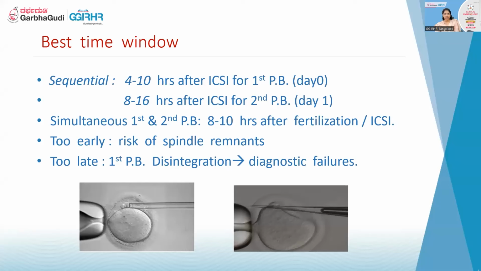Or if you want to take both the polar bodies simultaneously, we have to wait 8 to 10 hours after fertilization or HC, and then we have to take them out. If you do it too early, it is very risky because of the spindle. If you do it too late, the first polar body will disintegrate, so the diagnostic failure will happen.